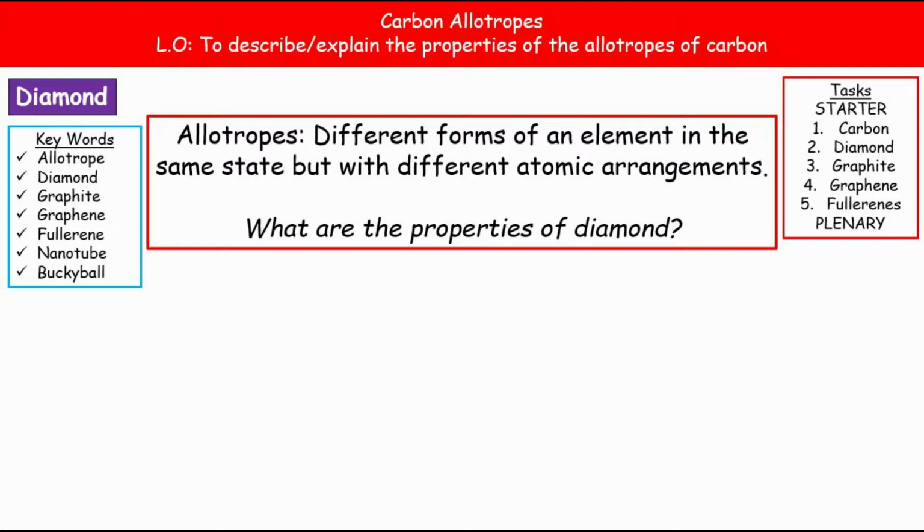So make sure you've got your definition of allotrope written down, so different forms of an element in the same state but with different atomic arrangements, and then see if you can answer the question underneath. What are the properties of diamond?